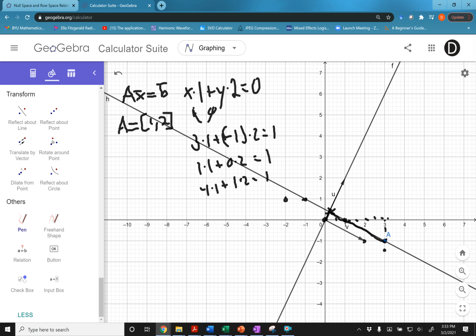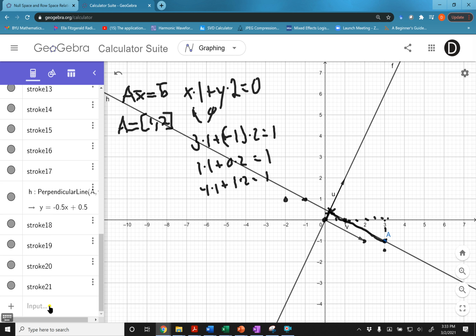Really, all the important information is about right here. It's just where I am, how much in the row space direction, or the projection of A onto the row space. We could do the projection formula to figure out what the vector 3, minus 1 is projected onto the vector 2, 1. But we can also have GeoGebra just find out where the intersection of those two lines is.